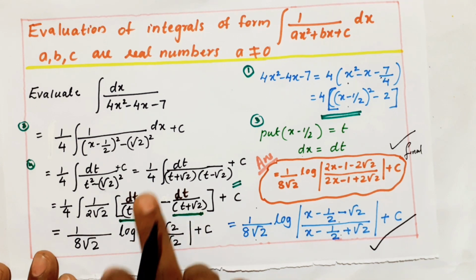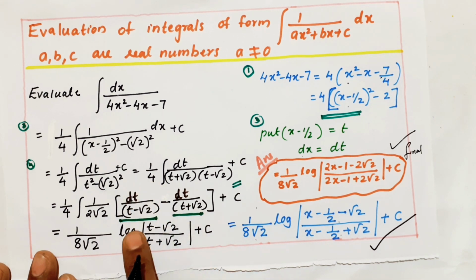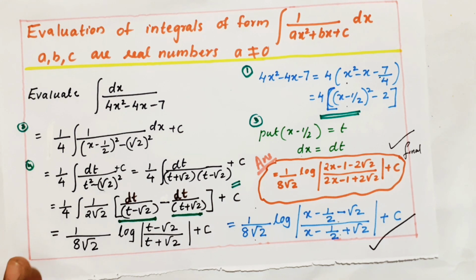We are substituting dt by t minus root 2. Integral of dt by t minus root 2 is log of t minus root 2. That idea should be there. Log a minus log b is log a by b. That idea also should be there.